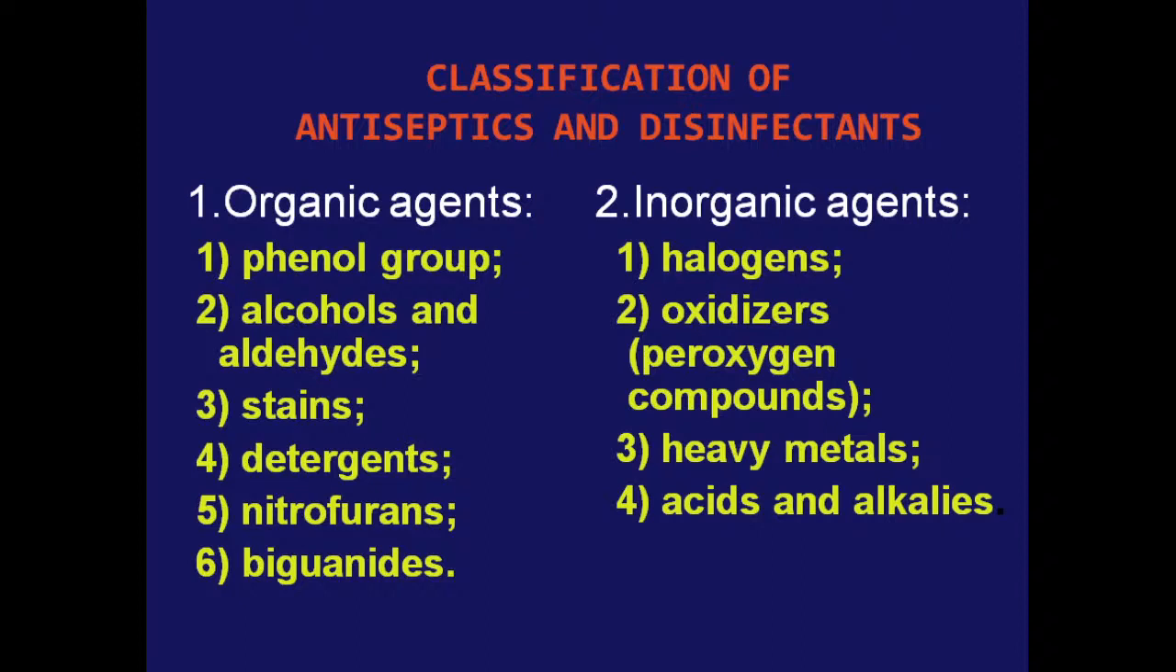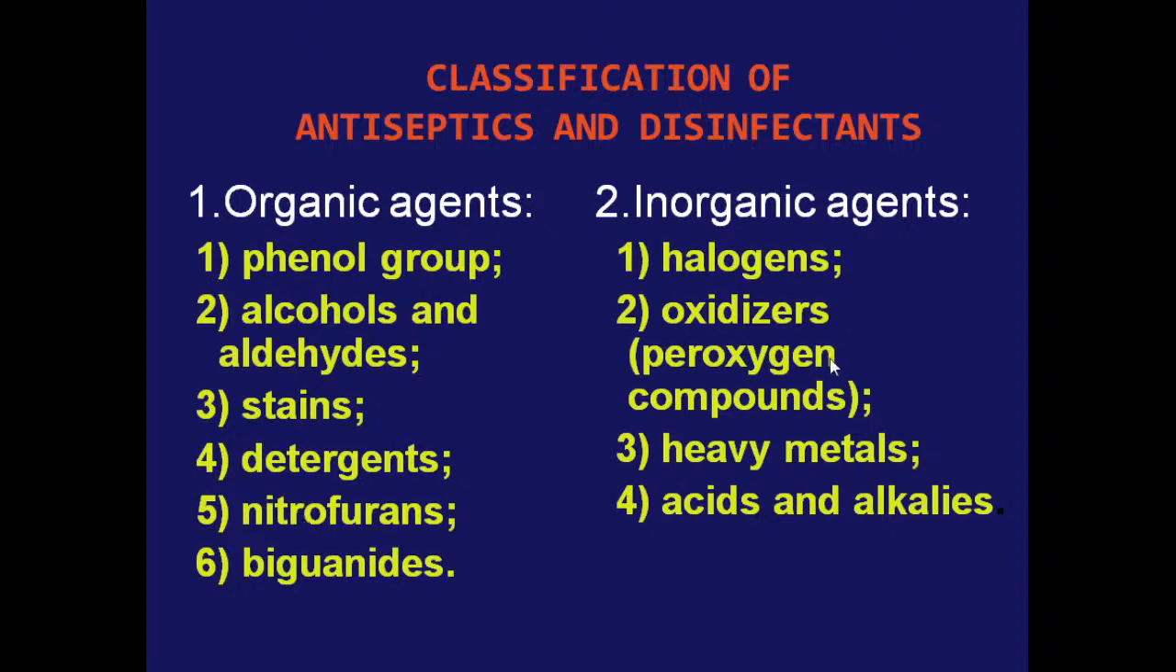Antiseptics and disinfectants include two basic groups: organic substances and inorganic substances. We will not discuss them in detail today. Organic substances among antiseptics and disinfectants include phenolics, phenol group, alcohols and aldehydes, stains, detergents, nitrofurans, and biguanides. These are the basic groups of organic antiseptics and disinfectants.